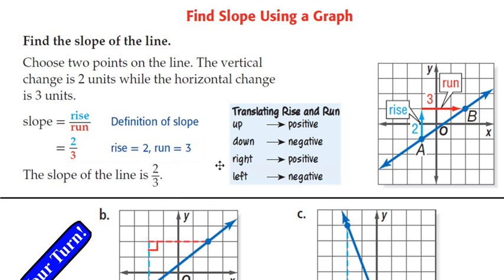Now one of the things I want to mention here has to do with directions and whether they're positive or negative. Going up is a positive direction. Going down would be a negative direction. Going to the right is a positive direction, and going left would be a negative direction. So make sure you understand the positive and negative direction so you get the proper slope and the sign for the slope. It's very, very important.